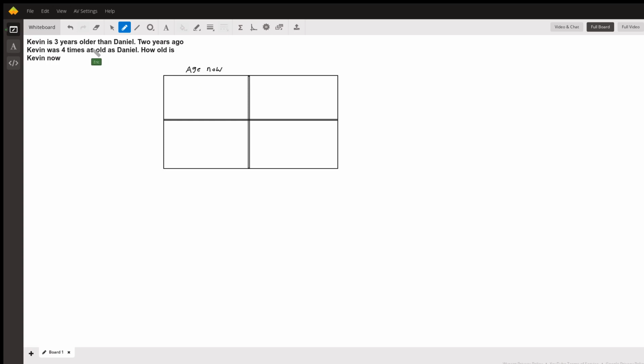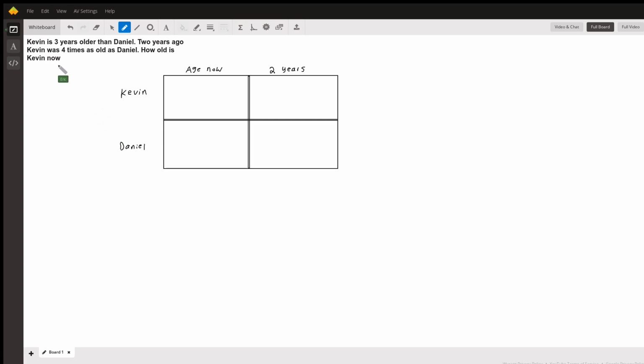And then we're also given a time of 2 years ago. So the second column of our chart is going to be 2 years ago. Remember, across the top, it's just the 2 times that we're given. In this case, that's age now, or our present time, and then age 2 years ago. And then across the side, we're just going to put the people involved, Kevin and Daniel. It doesn't matter who you put first. I'm just going to put Kevin first, and then Daniel.